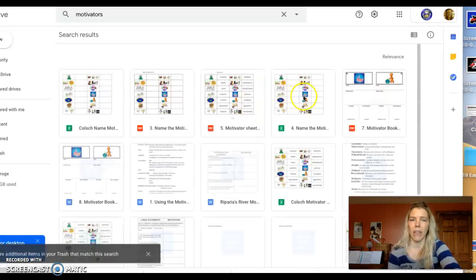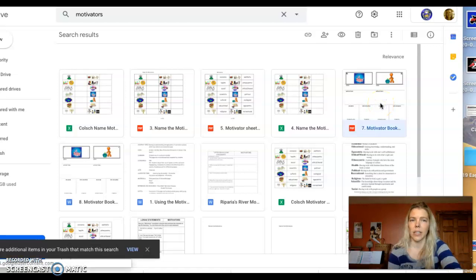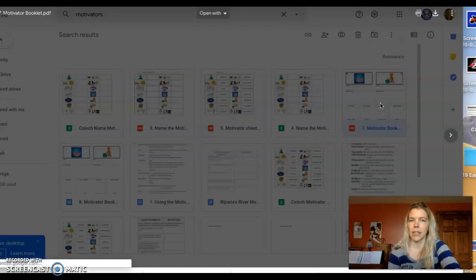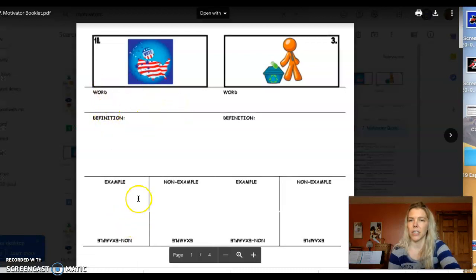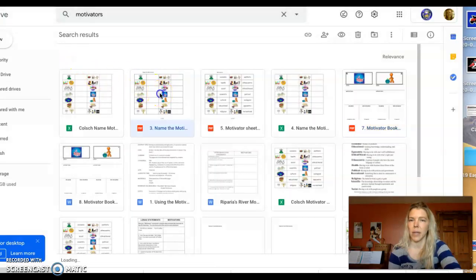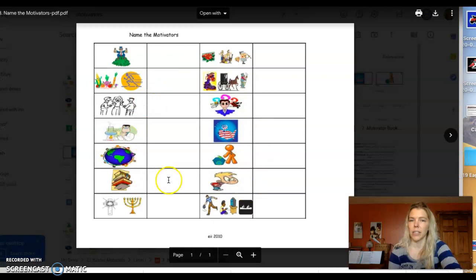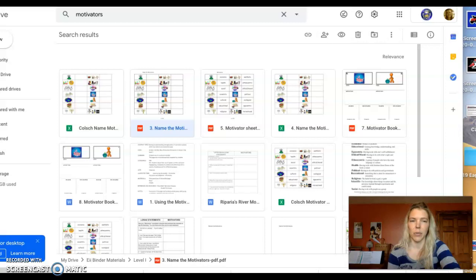So they would actually have this motivator booklet here at their desk, but we would just do part of it together. So we would do the word and the definition together, and they would need to do their examples and non-examples independently. Up on the smartboard, this is what I would be displaying, and so these visuals would cue them to kind of think of some different motivators. So of course this is economic, and then health and social, etc.